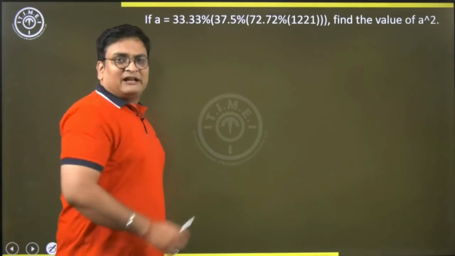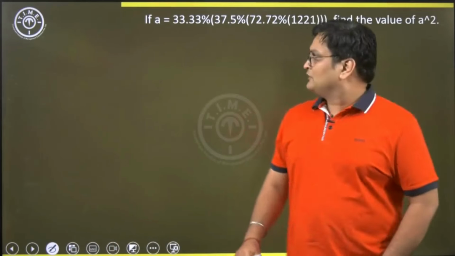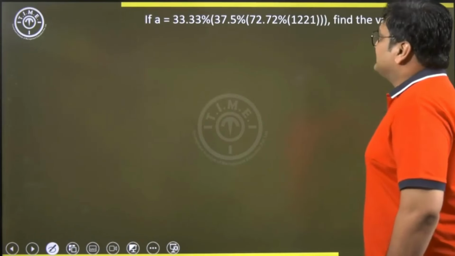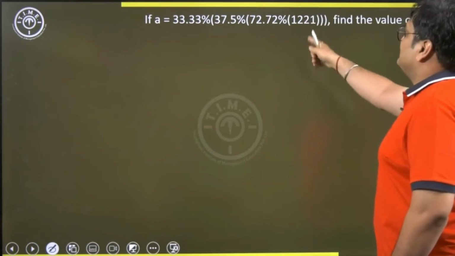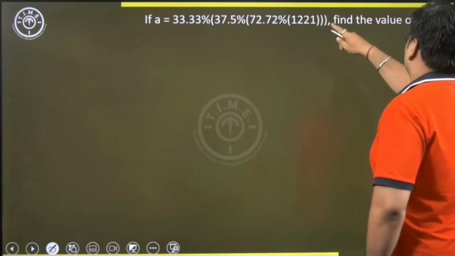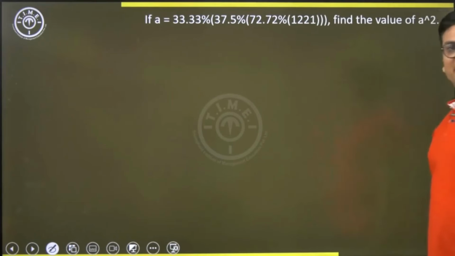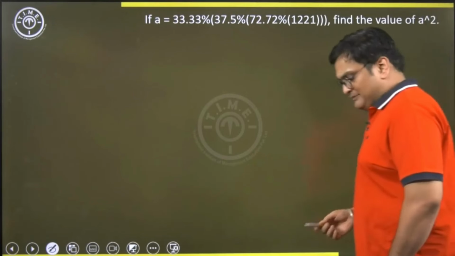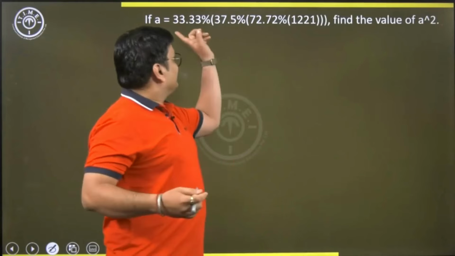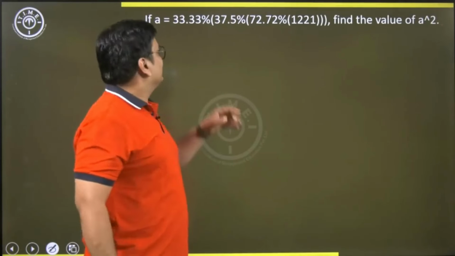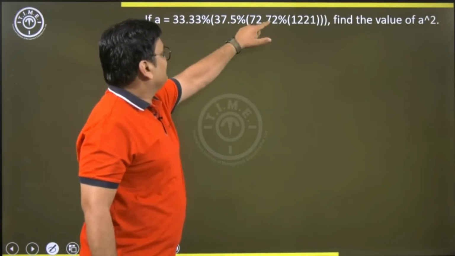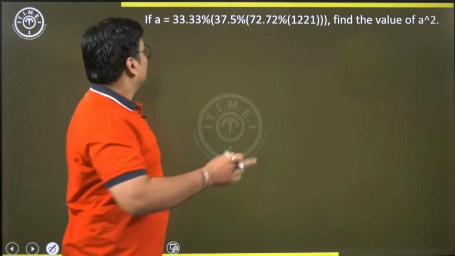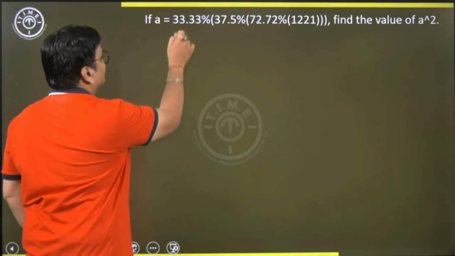For example, have a look at this question. If A is equal to 33.33% of 37.5% of 72.72% of 1 to 2, 1, find the value of A square. Let's try to simplify. If you try to do it in percentage terms only, it would be such a difficult task, because you have to multiply 33.33 with 37.5 with 72.72, which is not easy. So what we'll do here is convert everything into fractions.